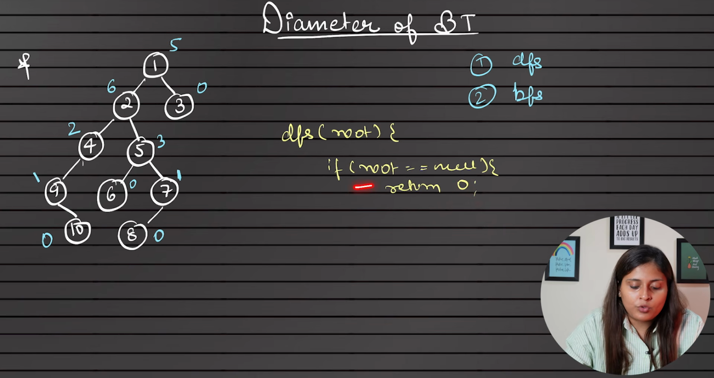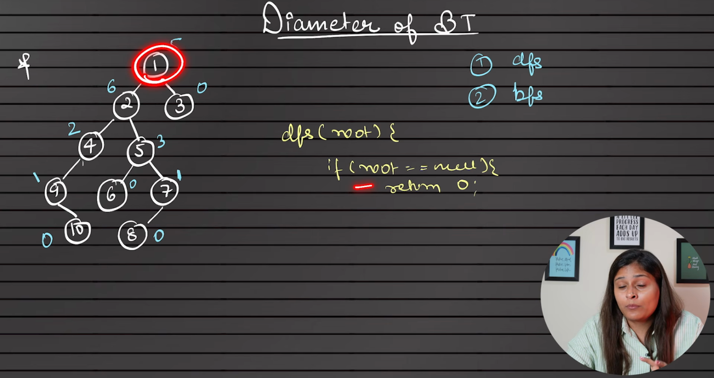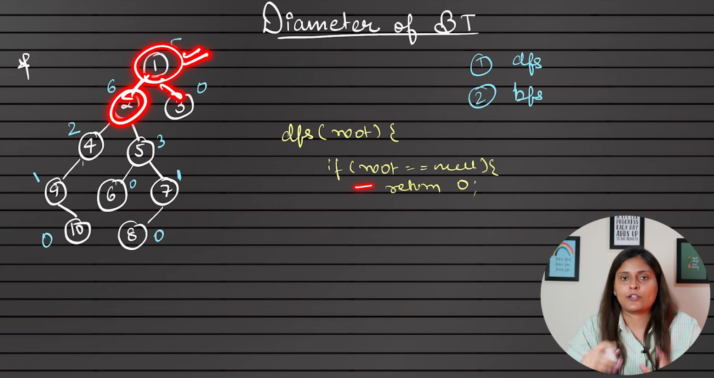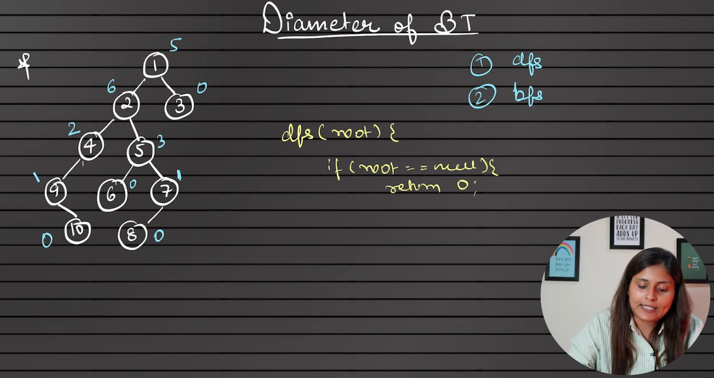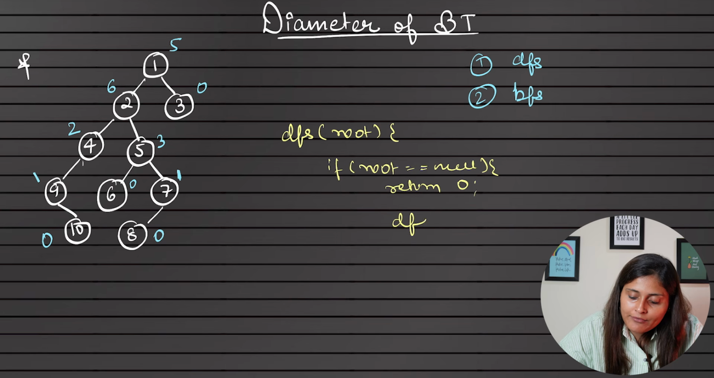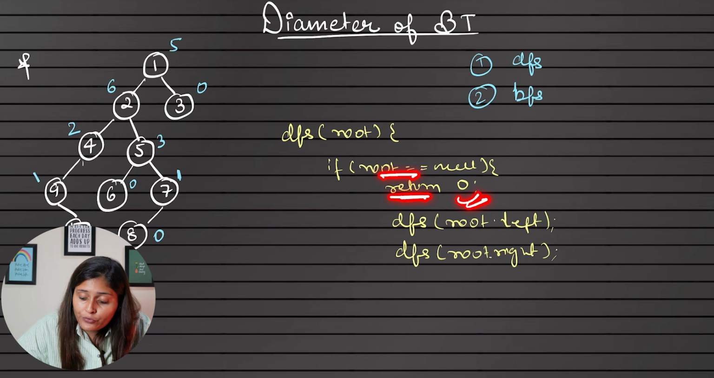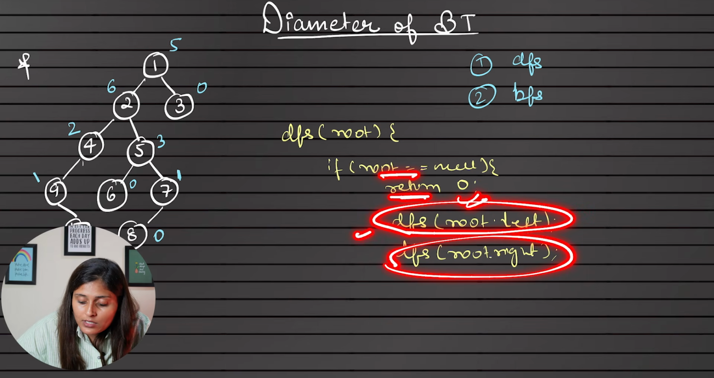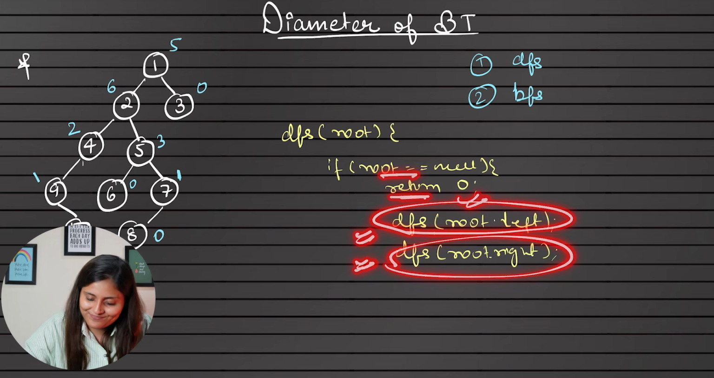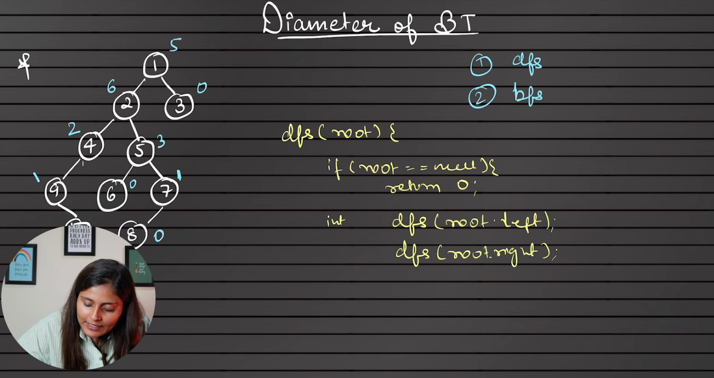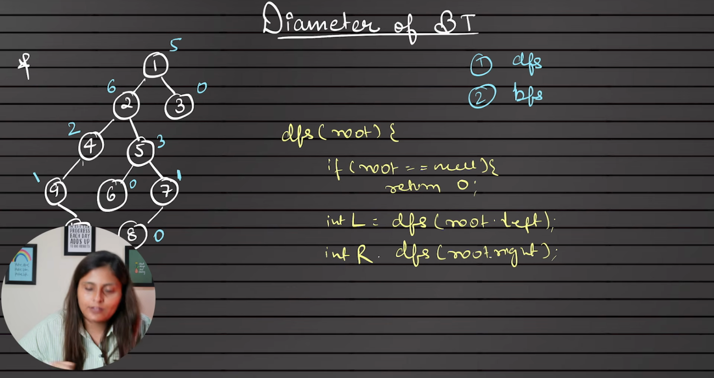Now my root is not null. What am I supposed to do? Do I need to do something with the root, or should I go towards my left or right child? Go towards my left or right child, correct. So I'll call the same function DFS with root dot left, and I'll call the same function DFS with root dot right, correct. Because this returns a value when it is null, we will get some return value when calling, so we should store it. Yes, so we should write int left, int right.